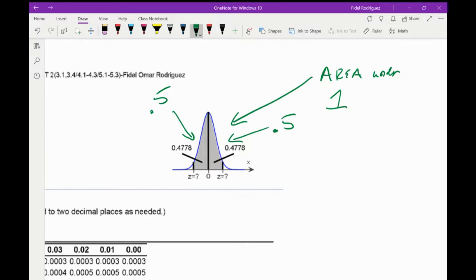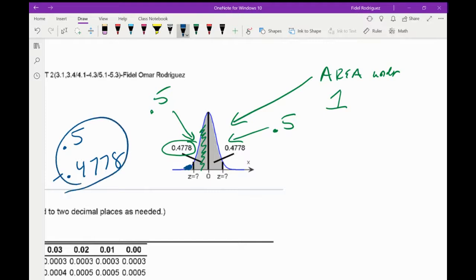So if we know that the area that's shaded is this 0.4778, how do you think I would find the area in this little bit? Wouldn't I say I've got to take 0.5 minus 0.4778, and that would tell me how much area is underneath that little piece right there? Does that make sense? That makes sense.